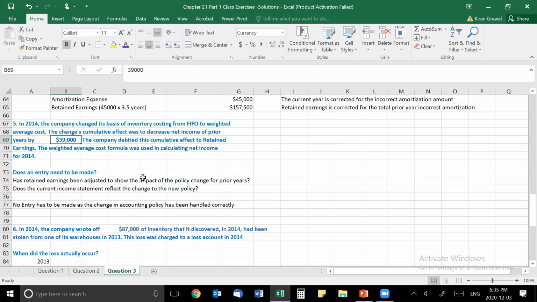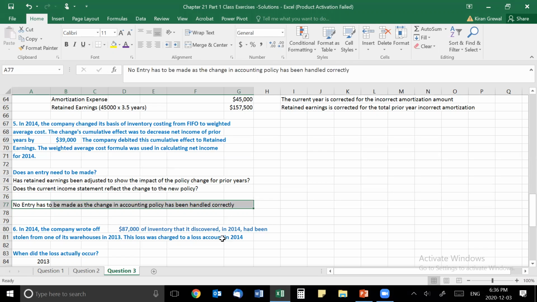They said the change's cumulative effect was to decrease net income from prior years of $39,000. So what they did is they did the exercise in figuring out if we were always using weighted average, what would the amount be? Like how would that affect our net income all those years? And they said the total amount that would have affected our net income is $39,000. So it would have decreased net income by $39,000. So what they did is they debited retained earnings to account for that. So if net income should be lower, then that means retained earnings in 2014 should be lower. So a debit is the correct amount. So they handled this change correctly, and therefore we don't have to do any entry. So they did this correctly.